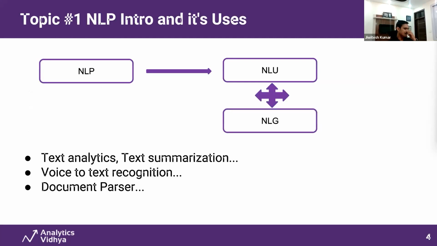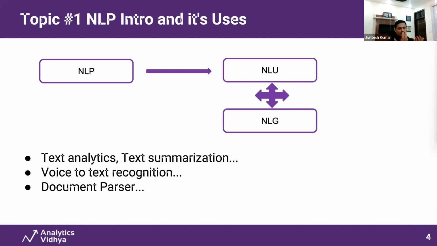So NLP, like I said, we were trying to keep it aligned to virtual assistants and chatbots. When I'm talking specifically about a chatbot or virtual assistant, NLP comprises two things, NLU and NLG. Now, what does NLU stand for? NLU is natural language understanding. And then comes natural language generation. Now, what are natural language understanding and generation?